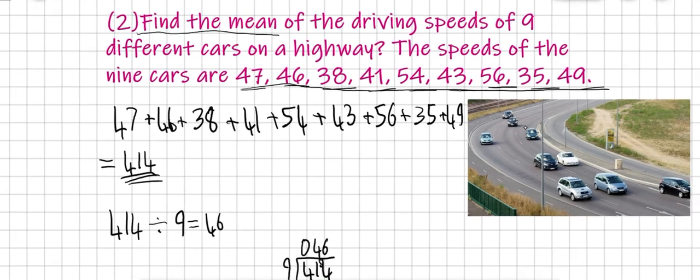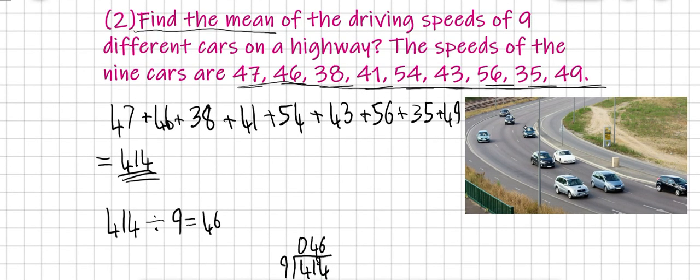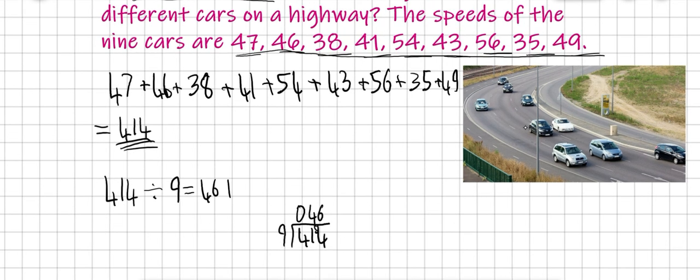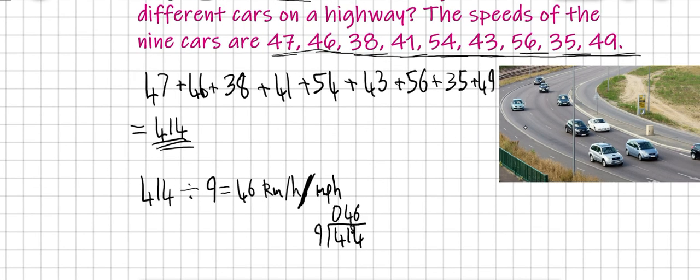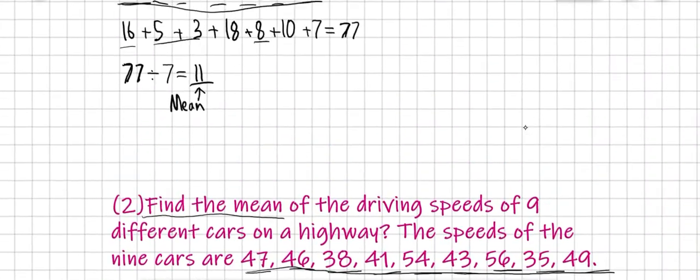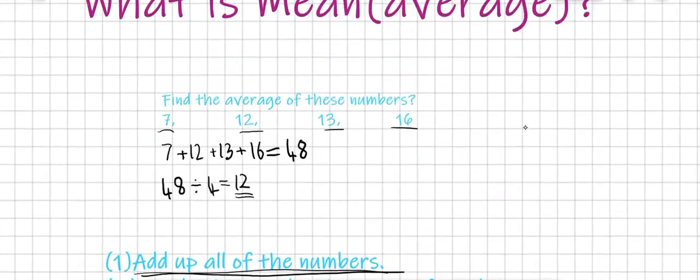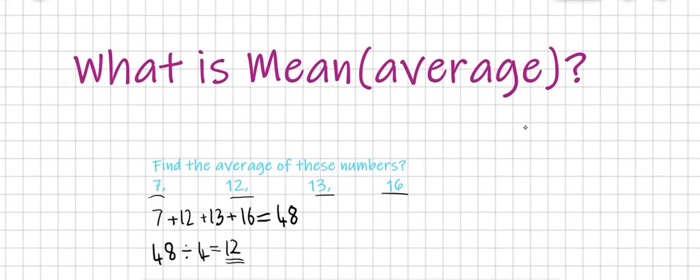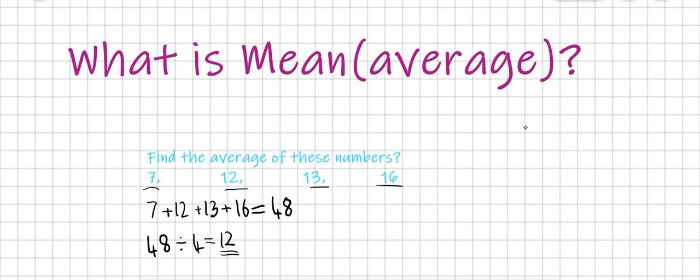Usually it would say kilometers per hour or miles per hour, but I just left it out because some of you might be from America and use miles per hour. Some of you might be from somewhere else and use kilometers per hour. So depending on where you're from, you can put kilometers per hour or miles per hour, whatever you want. This is going to be part 1 of my 3 video series, which is going to explore median, mode, and range, 3 other ways to calculate a central value of a dataset.